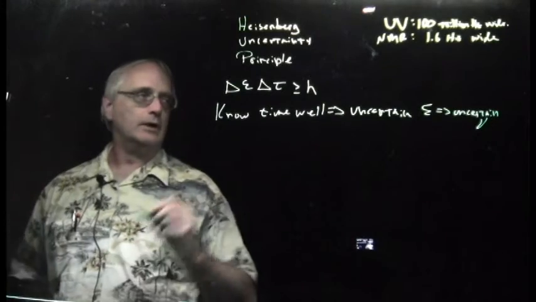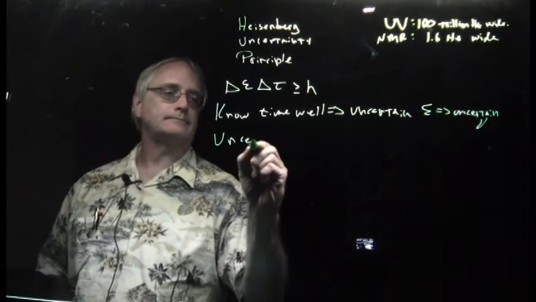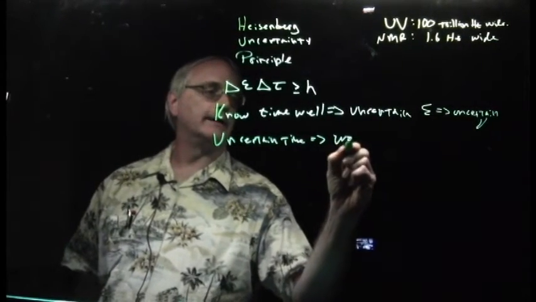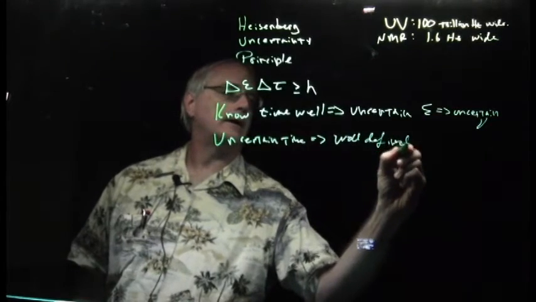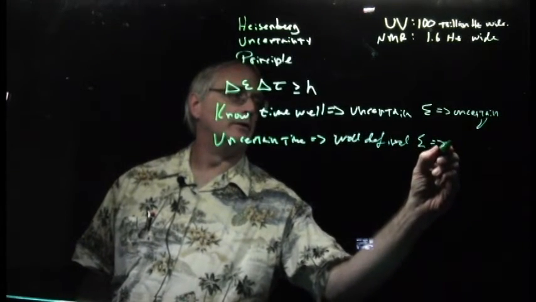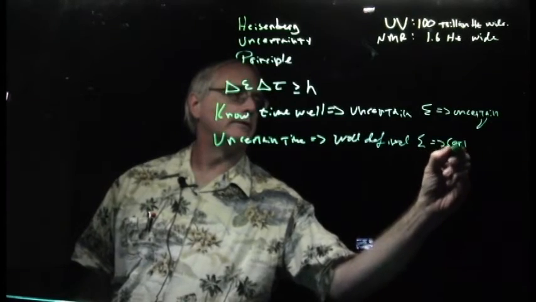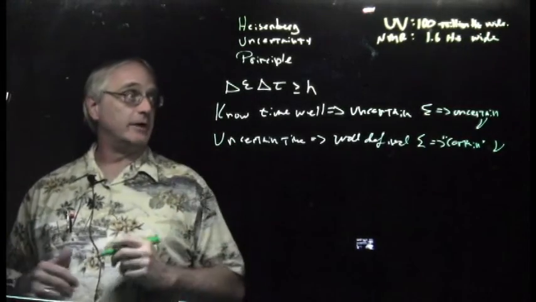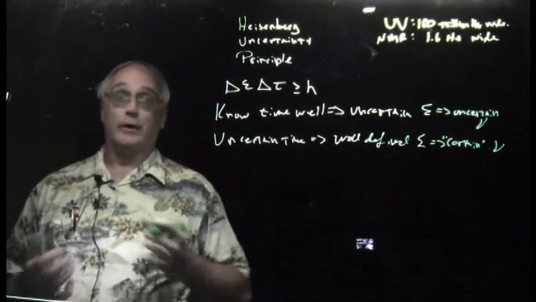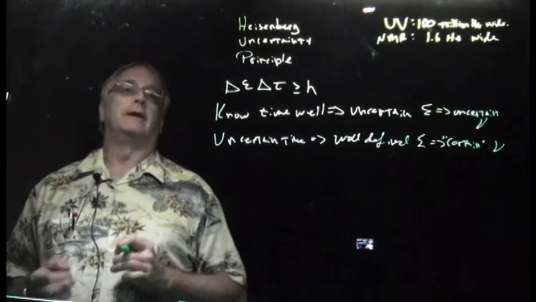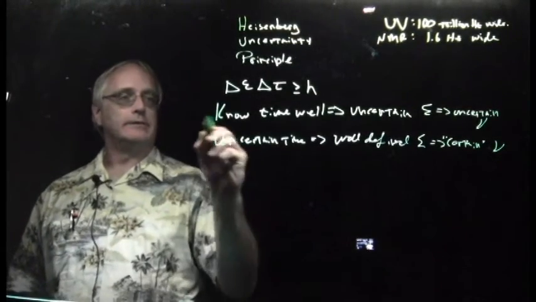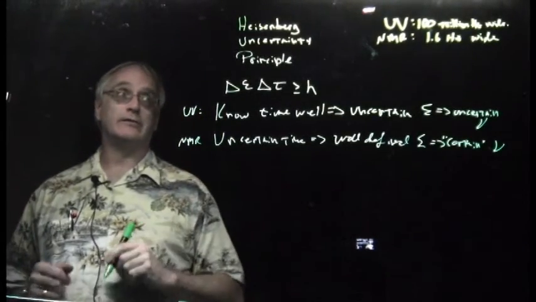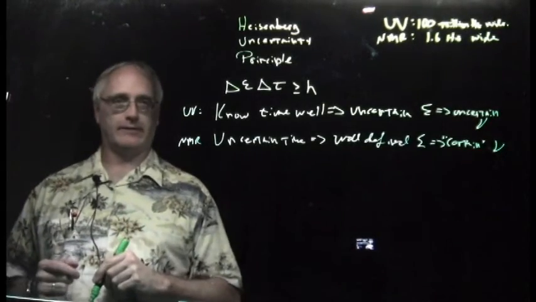Okay? And so uncertain time leads to well-defined energy, which means certain, quote unquote, frequency. In other words, a frequency measured to within plus or minus 1 hertz. Very well defined frequency for NMR. So this is UV, this is NMR. And this is Heisenberg's gift to NMR spectroscopy.